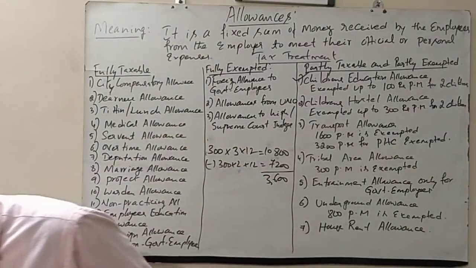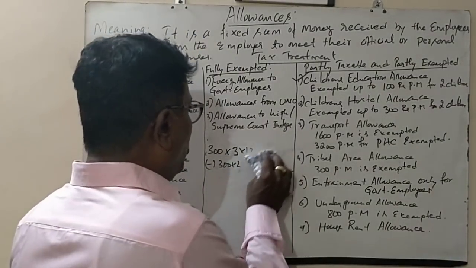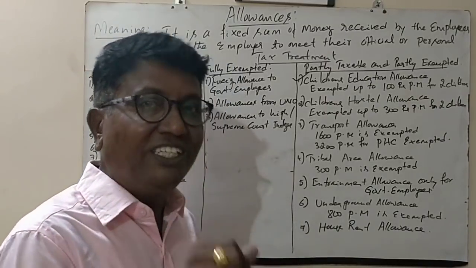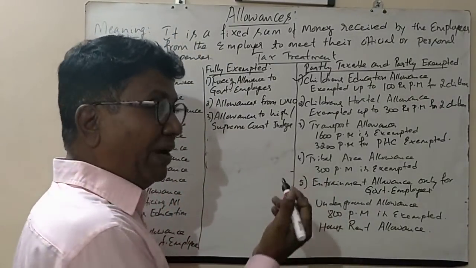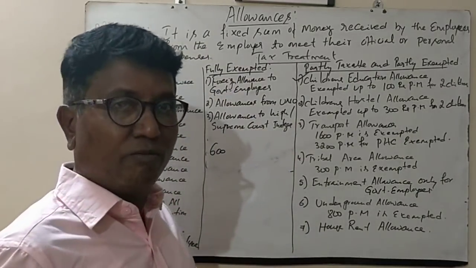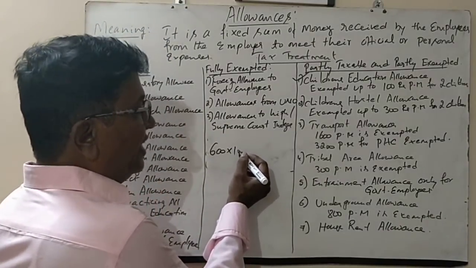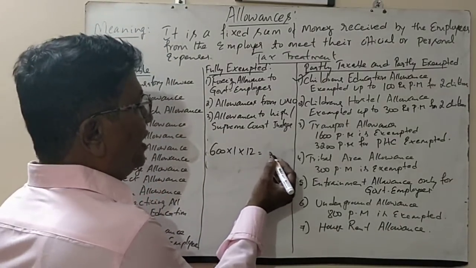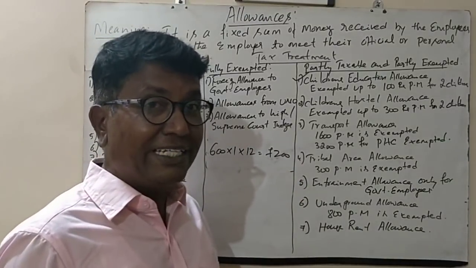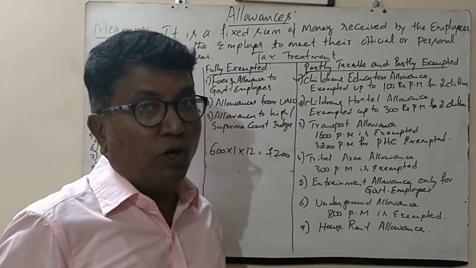Now, let me explain one more point here. Suppose I don't have three children, I have only one child, and my company gives 600 rupees for my kid as a hostel allowance, then 600 into 1 for 12 months it becomes 7,200. But how many kids do I have? Only one kid. I cannot get the maximum of two children because I don't have two kids.